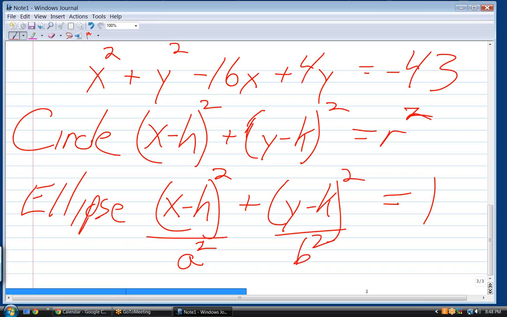When you're dealing with circles, there's only one orientation for a circle. But when you're dealing with ellipses, you can have horizontal ellipses like that, or you can have vertical ellipses like that. If you have a horizontal ellipse, the biggest denominator has to be under the x, because a is the measurement from the center of the ellipse that way. So if you have a vertical ellipse, this is a. And if a is along the vertical axis, it has to be under the y.